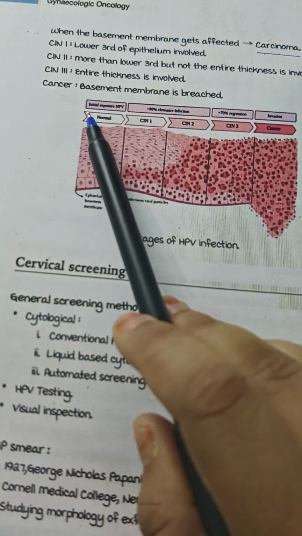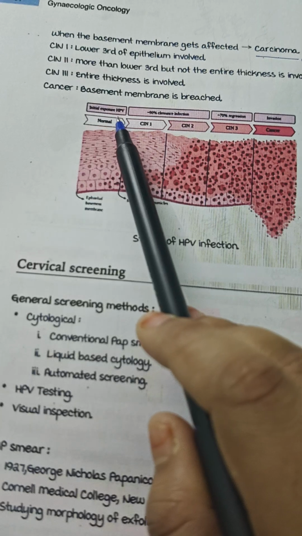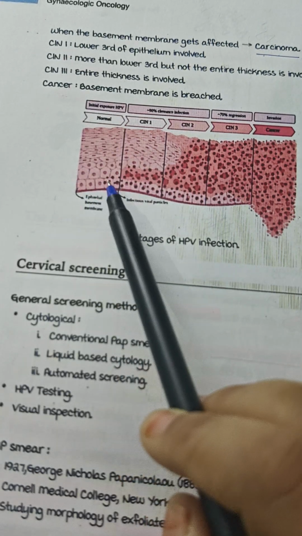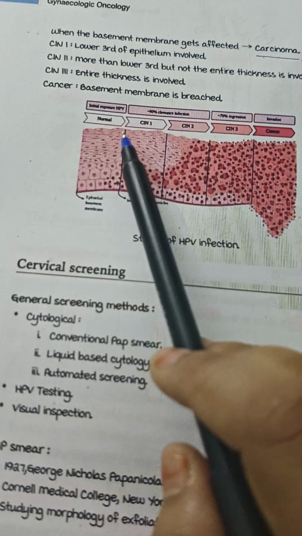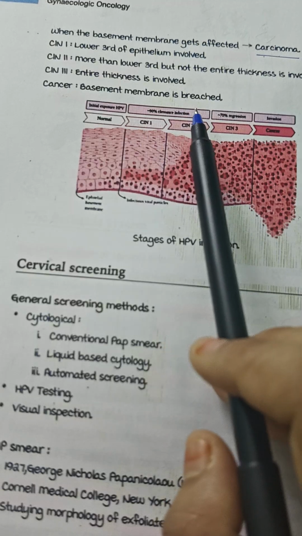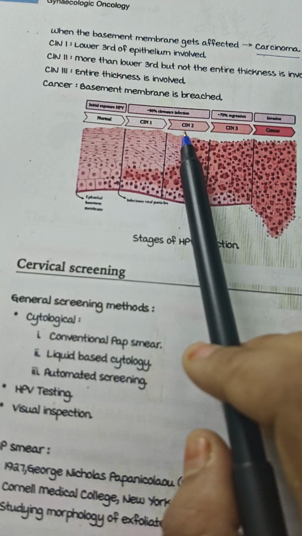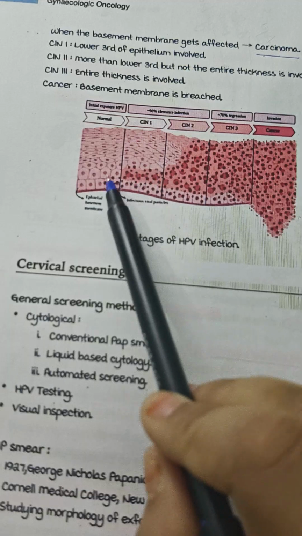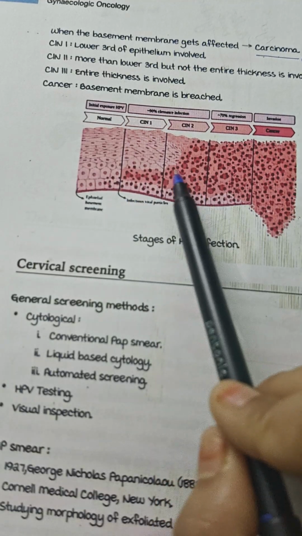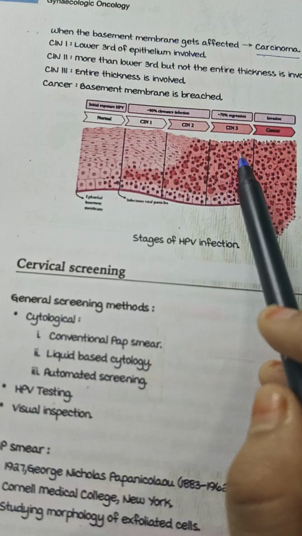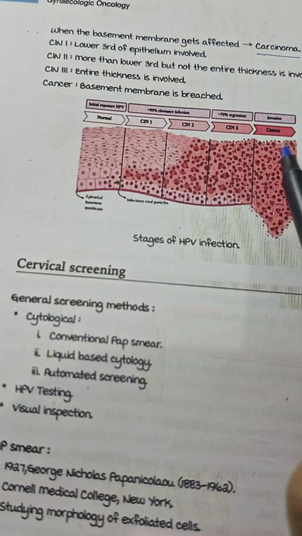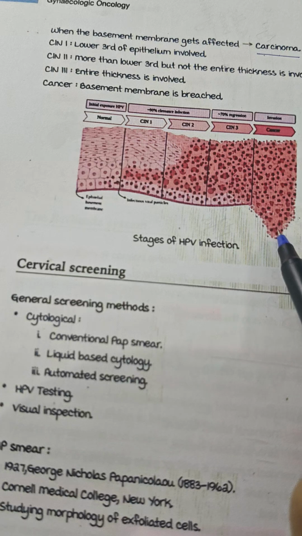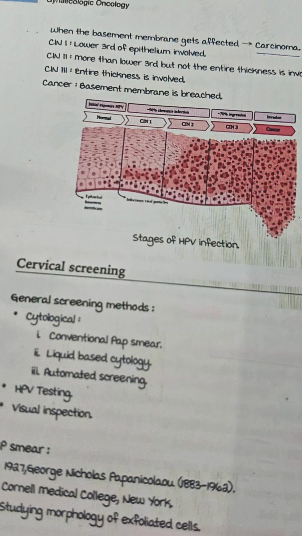So in this, with initial exposure to HPV, this is the normal epithelium and this is the exposure to the viral particles. Then there is around 90% clearance of infection in CIN1 and almost 70% regression in CIN2, where one-third of the basal epithelium is infected. Here more than two-thirds is infected, and if more than two-thirds is infected, then it is CIN3, but the basement membrane is intact. While when the basement membrane gets breached and the cancer cells spread into nearby spaces, then this is cancer.